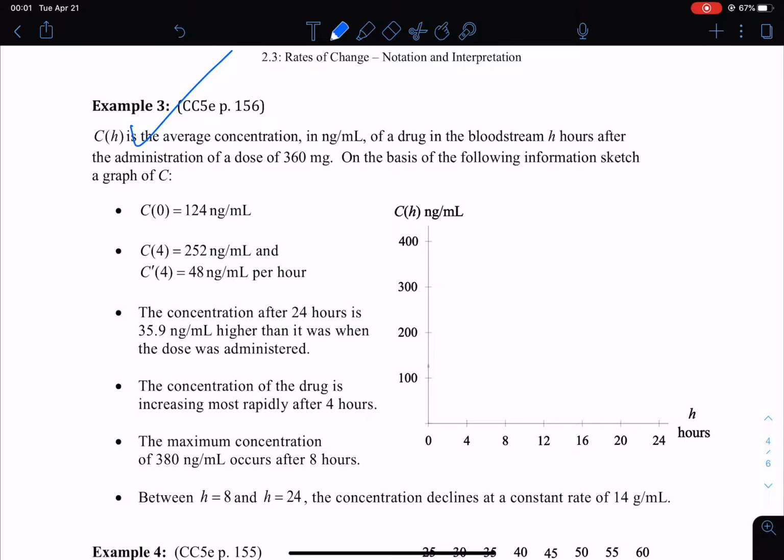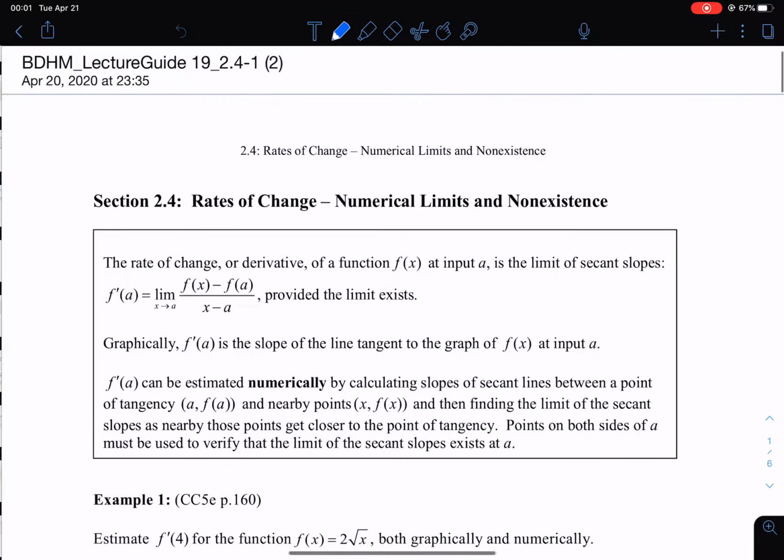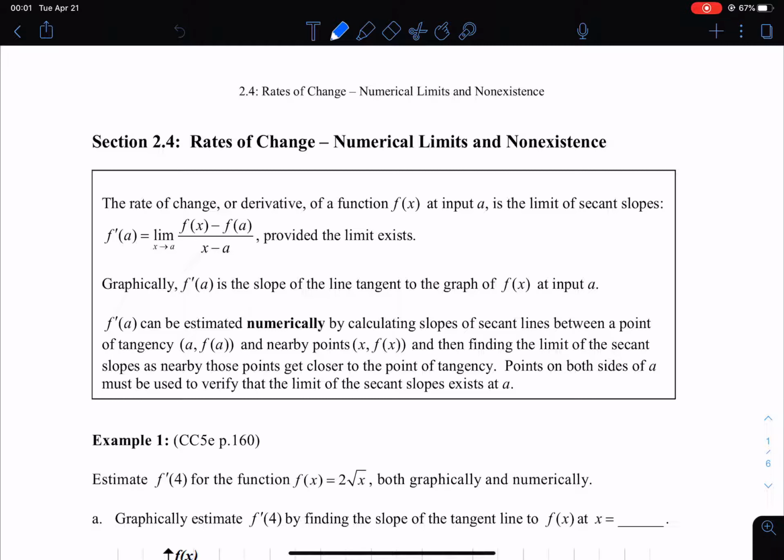And the next part is section 2.4, rate of change, numerical limits and non-existence. For this one, the rate of change or derivative of a function at input a is the limit of secant slopes. The left side is the derivative, and the right side, if we don't have the limit part, alright, first let's ignore this part. This part means the slope of a secant line. But if we have the limit, then that means the slope of the tangent line.